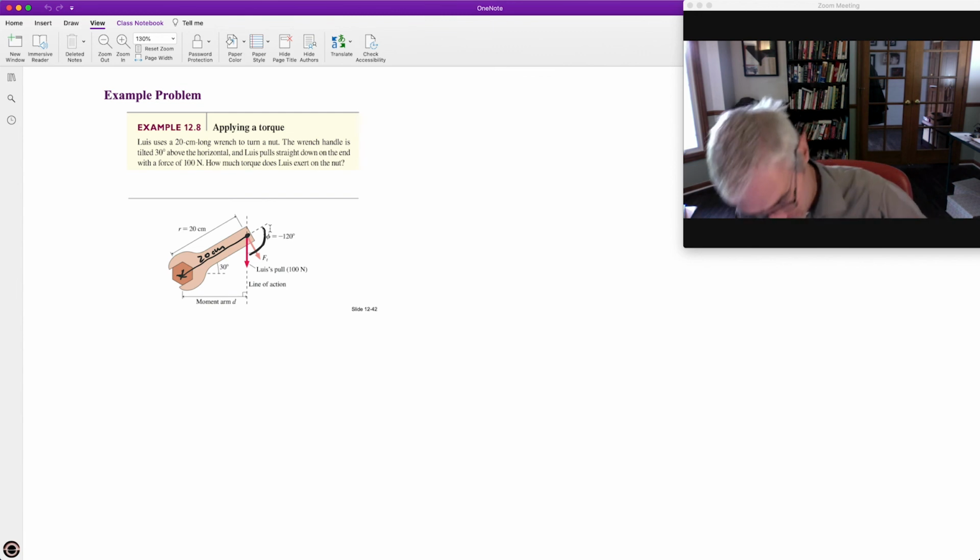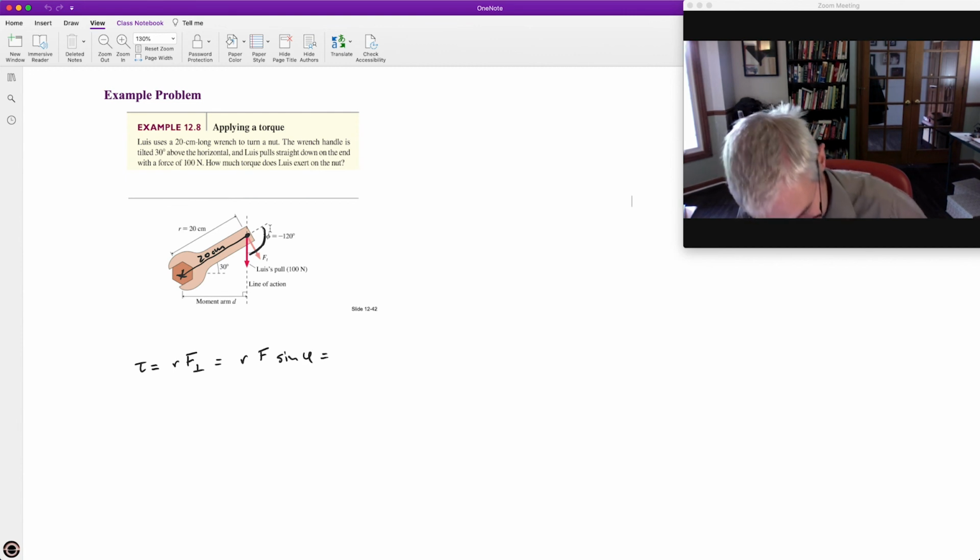Okay. So I would say torque is equal to R F perpendicular, or R, this is our magnitude of the torque, F sine phi. So I plug it in. Our radius, or distance away from the pivot point to the force being applied, is 0.20 meters. The force, the magnitude, is 100 newtons of force. And then you would go sine of 120 degrees.